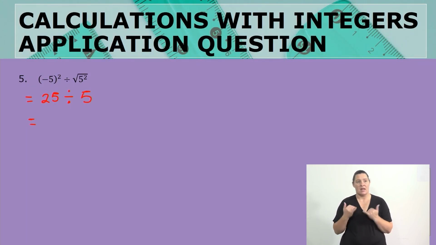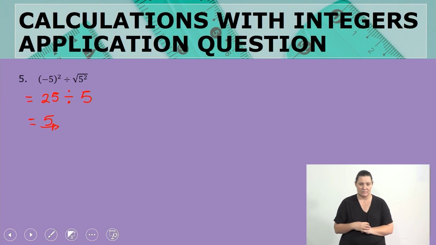So now I am dividing a positive number with a positive number. So what is 25 divided by 5? Our answer is going to be positive because they are both positive. And then 25 divided by 5 is going to give us an answer of 5. Let's move on to the next one.